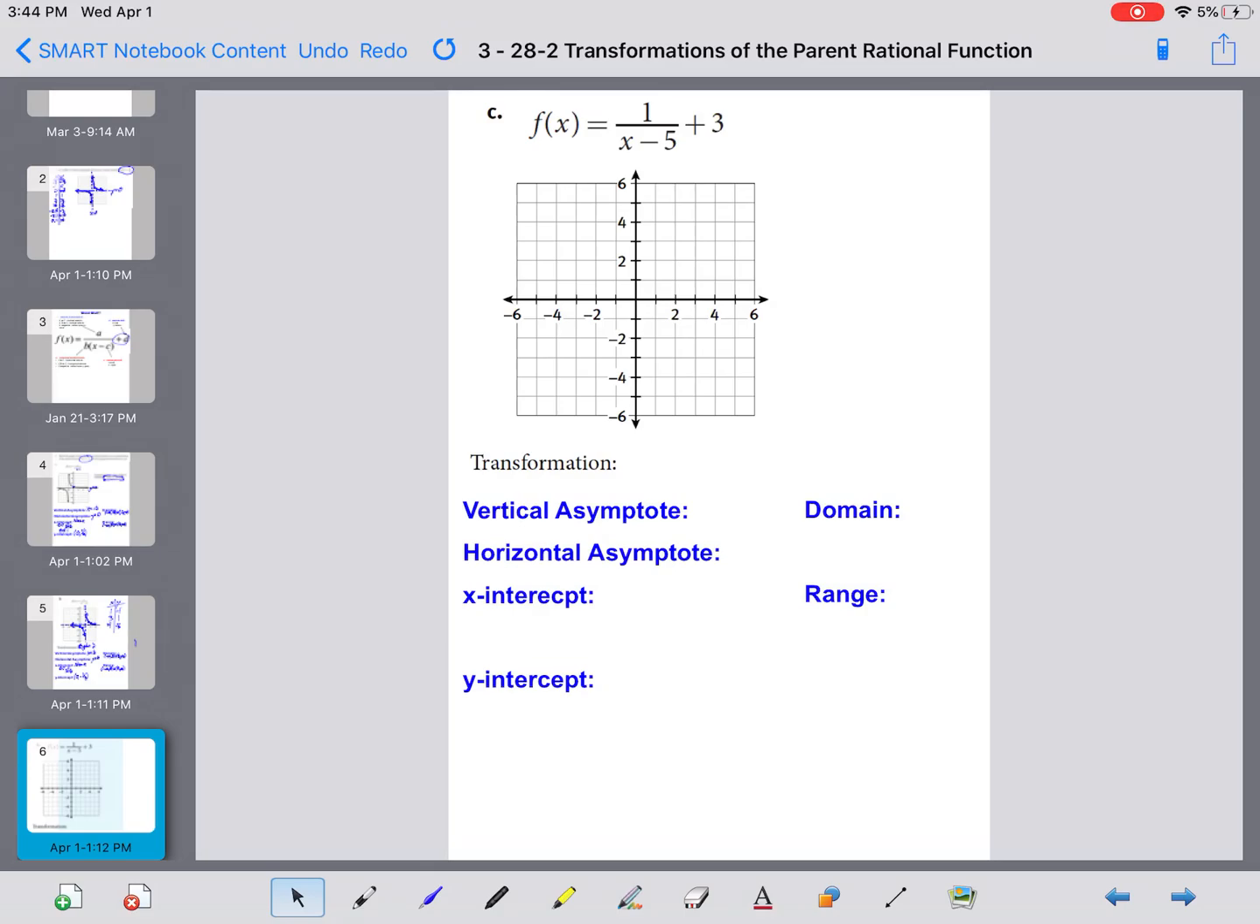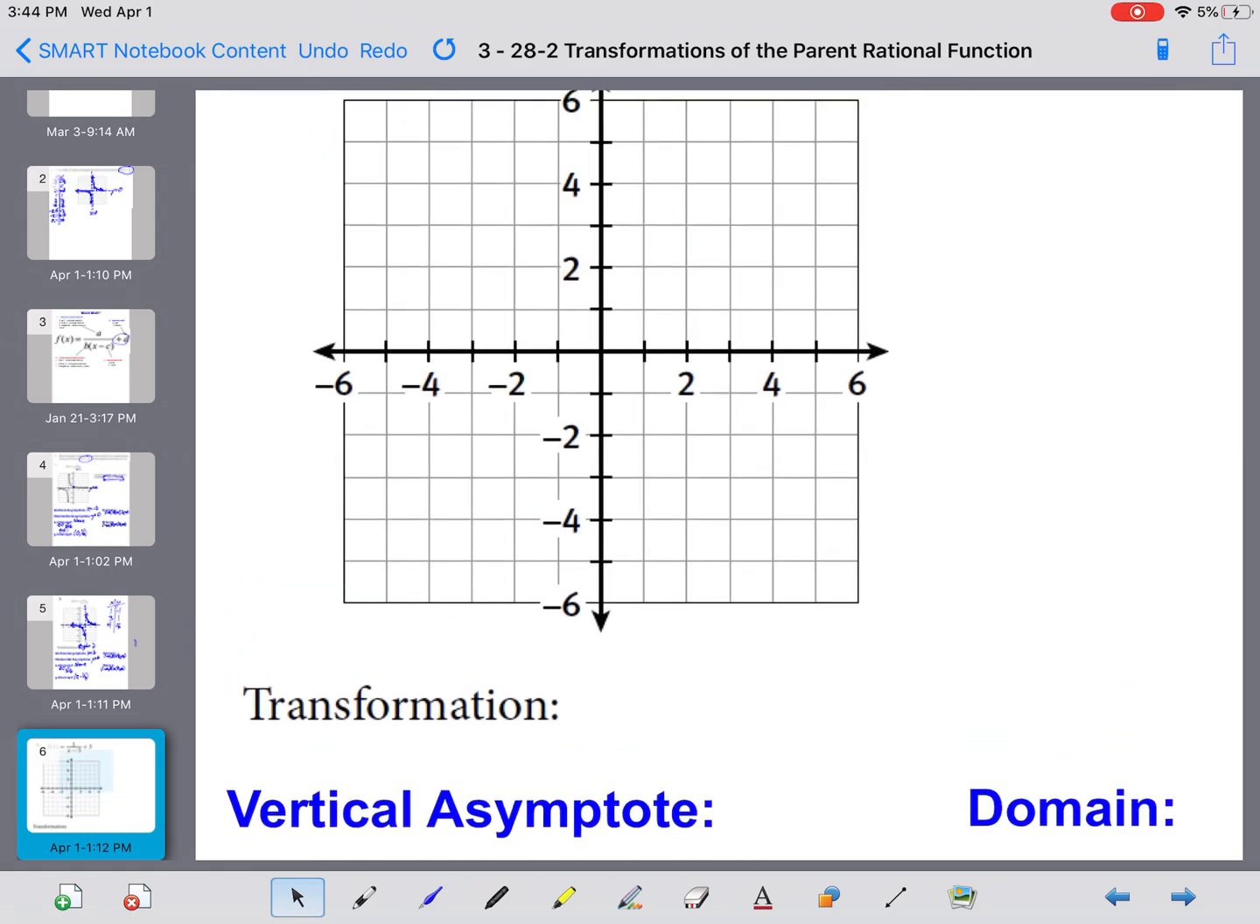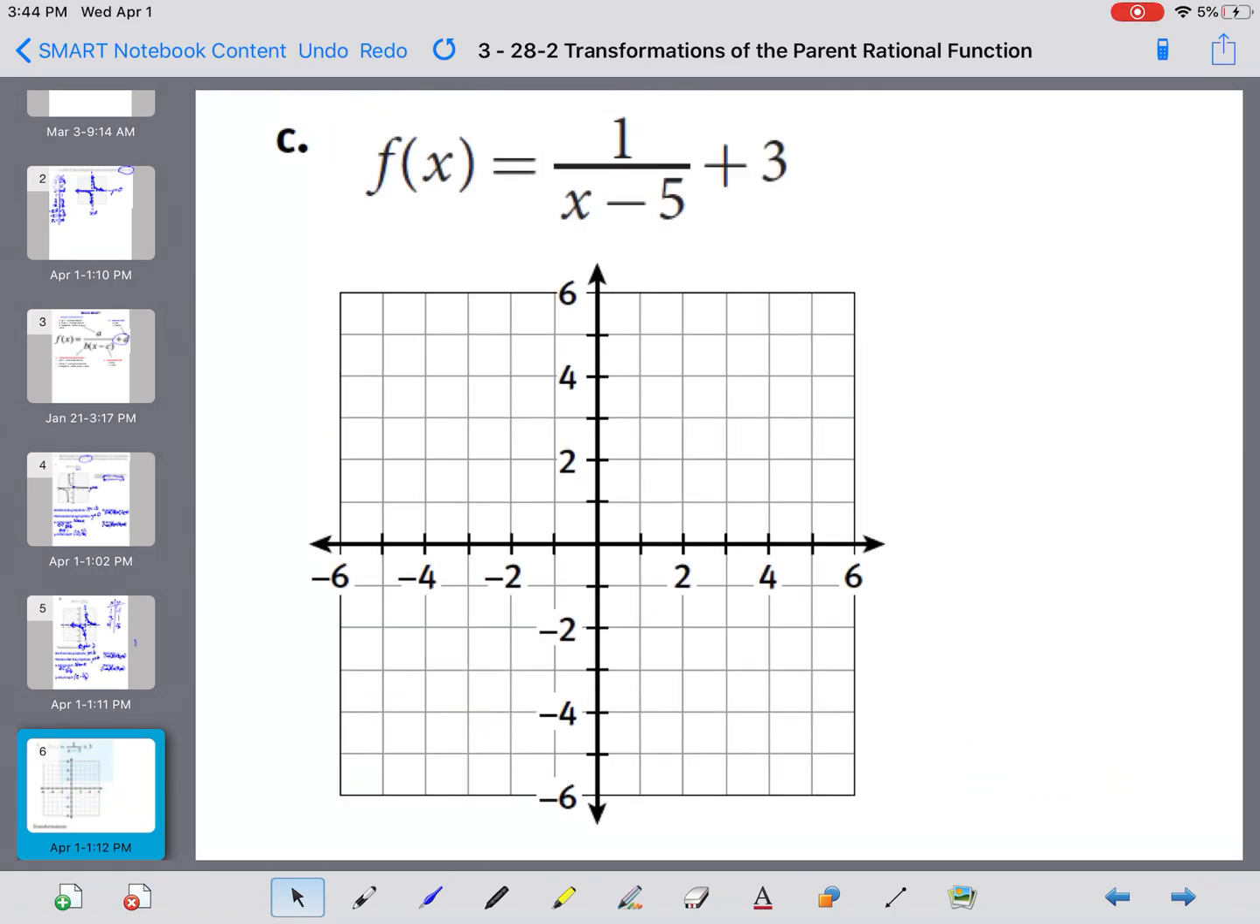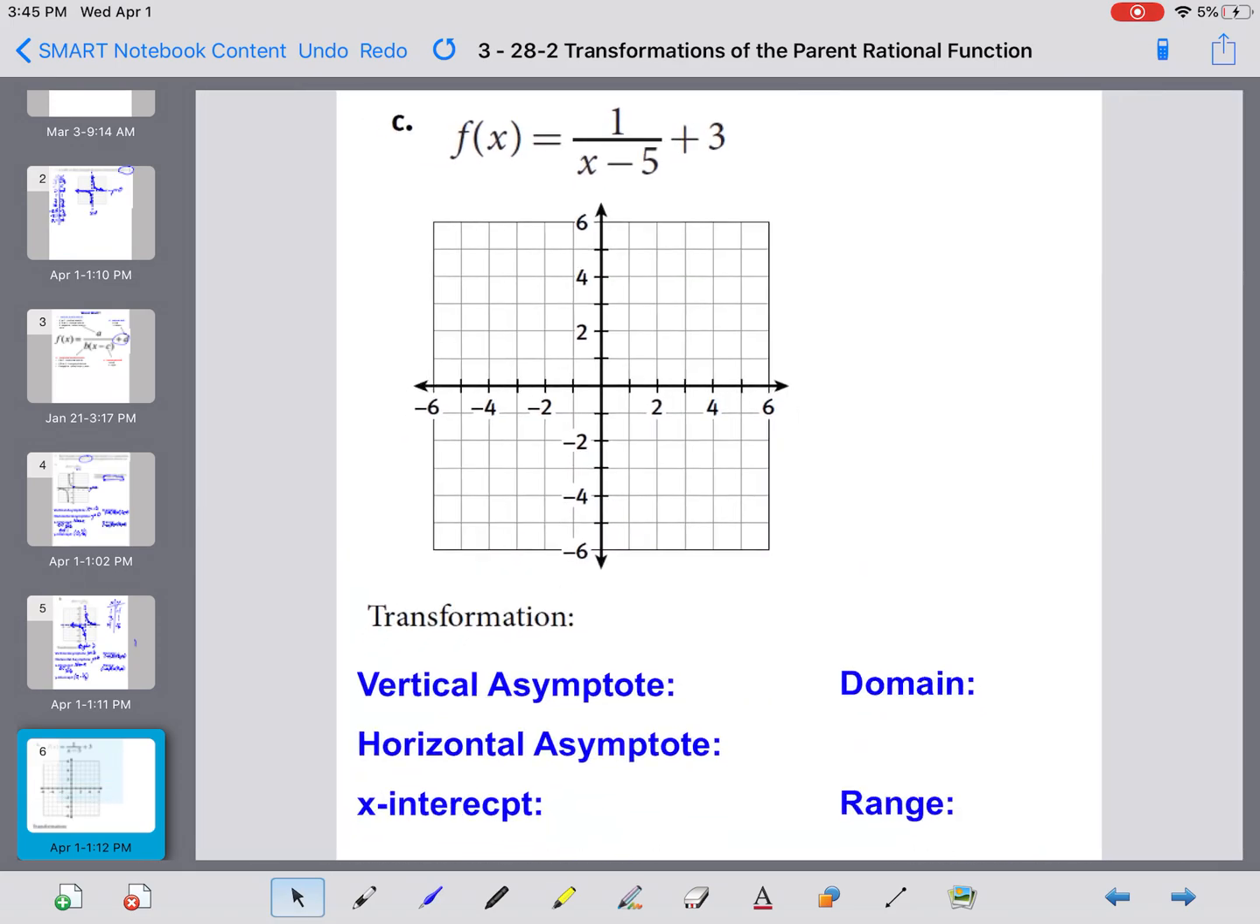Go ahead and try letter C. This is not the same letter C that's in your book. I changed it and added some things down below. So take a second, see if you can figure out the transformations and the horizontal and vertical asymptotes and some points. Pause the video and try it. Okay, so here's what you should have done.